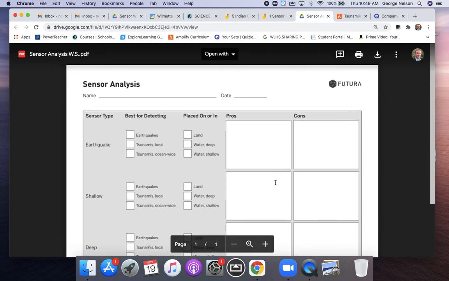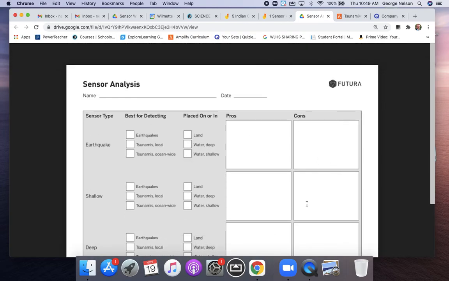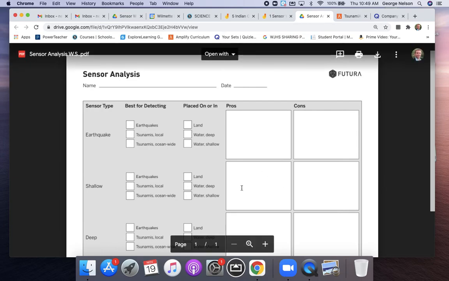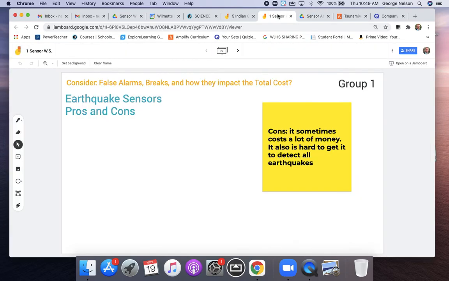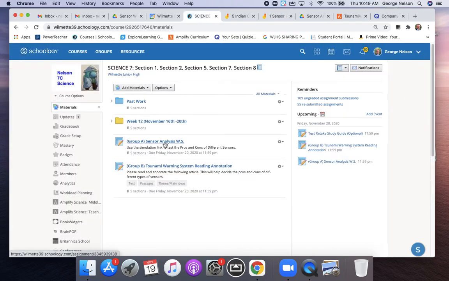Basically, when you fill out this worksheet today, tell me what are good things about earthquake sensors and what are bad things, using the simulation, testing around, and putting them in different places. Tell me when they're good, when they're bad. Consider whether they send false alarms, breaks, and total cost. That's it. That's all found in the sensor analysis worksheet today.